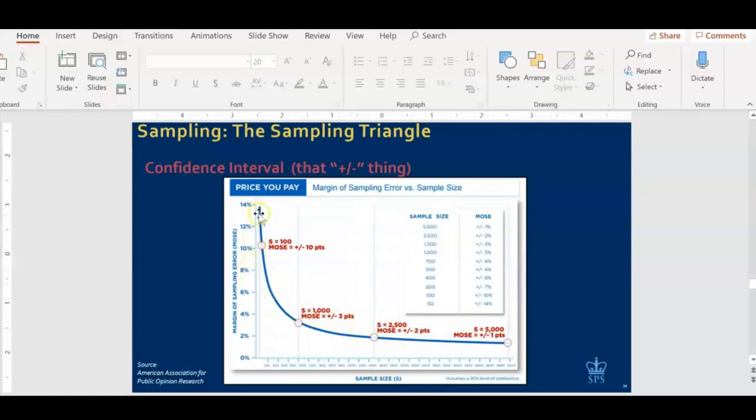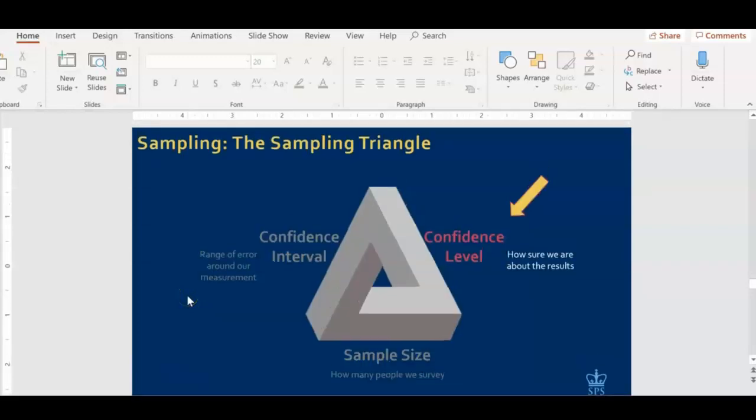You can see the curve here kind of straightens out once you get to about 300 and 400 base size, and that's why that tends to be a robust enough base size for most research initiatives. There are some studies where you'd want to get more sample rather than less, and there are some where less sample is adequate if you're not making a huge decision. But for the most part, a 300 to 400 sample size seems to be enough to give us the confidence interval necessary to make most business decisions.